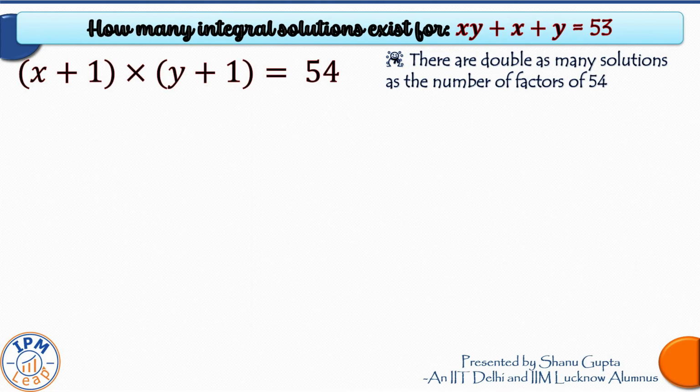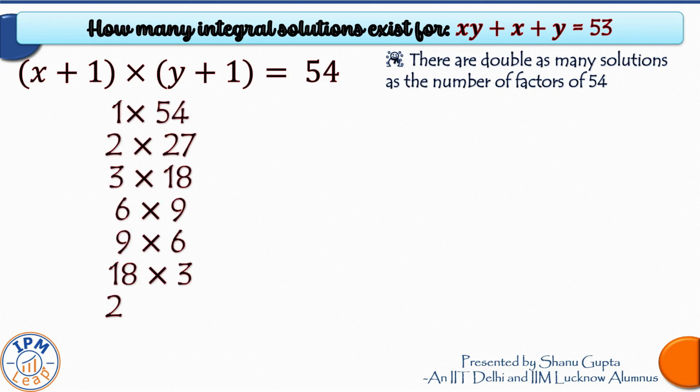Now here comes the spoiler. This equation has double as many solutions as the number of factors. But you would like to know why and how, isn't it? So let me list down all ways of writing 54 as a product of two factors. We know there are 8 factors, so there are 8 ways of doing this.